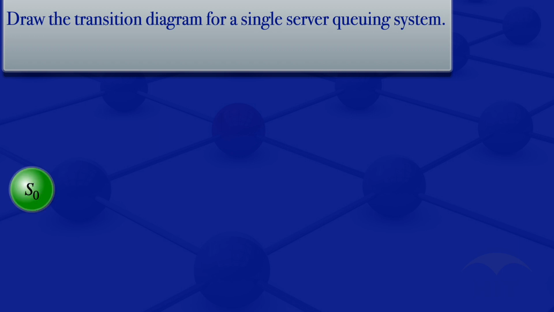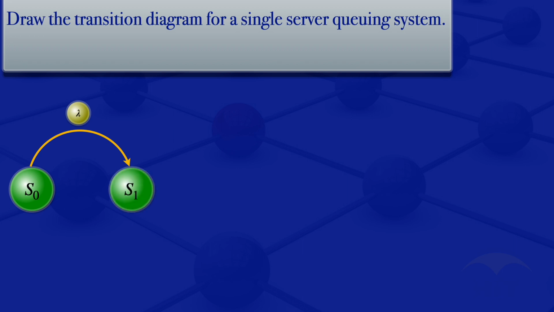If we have no customers, we can have an arrival. And when you have just one arrival, that means the state will change so that there will be one person in the system. The arrival rate we usually denote by lambda. So when we add one customer to the system when we have 0, it will go to S1.